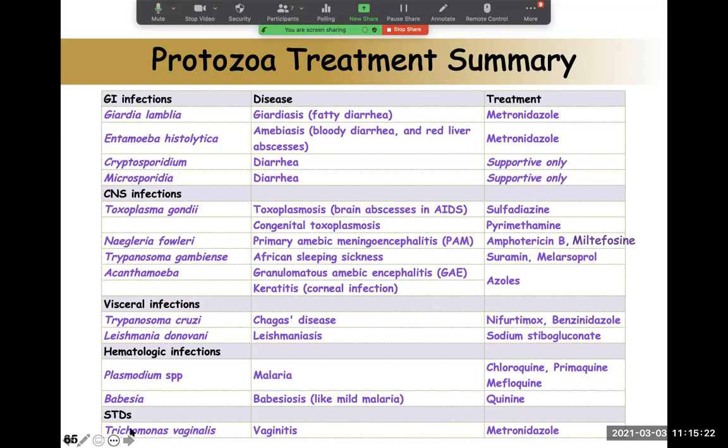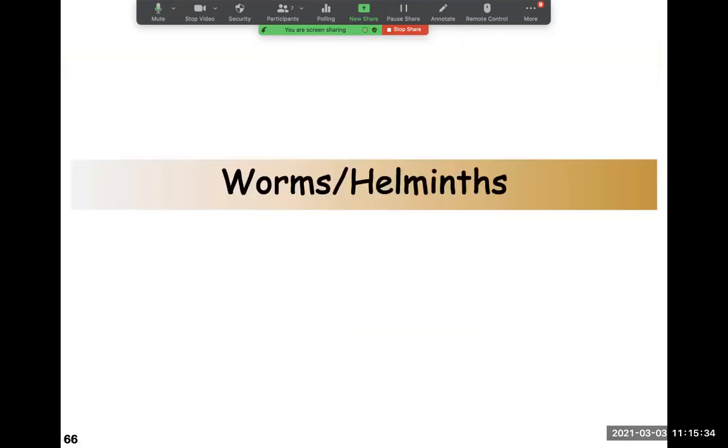And there's also one of the major sexually transmitted diseases caused by this parasite, the protozoa Trichomonas vaginalis. And that certainly you have metronidazole as the treatment of choice. So that brings us to helminths, and good.